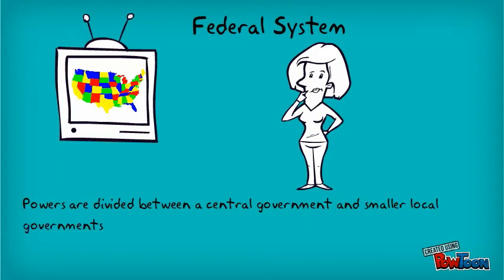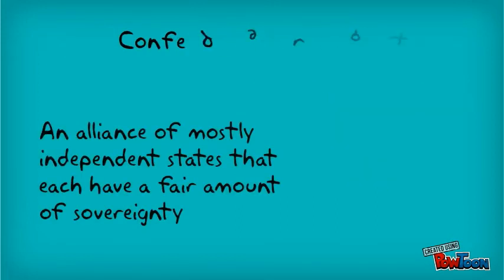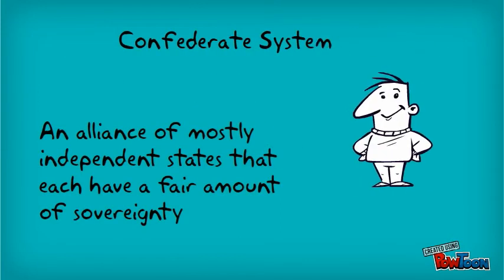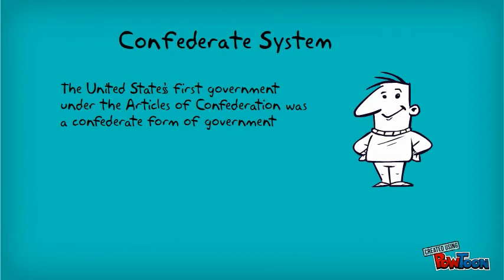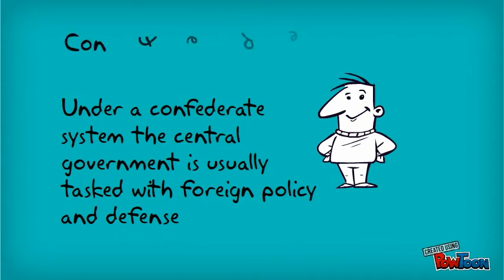The fact that the United States has a constitution that serves as a higher law makes this a division of powers based geographically. A confederate system is one where there is an alliance, so to speak, of independent states. Each state has a fair amount of sovereignty and divvies up certain powers to a central authority. Usually the central power holds powers like defense and foreign policy. The United States government, under the Articles of Confederation, was a confederate government.